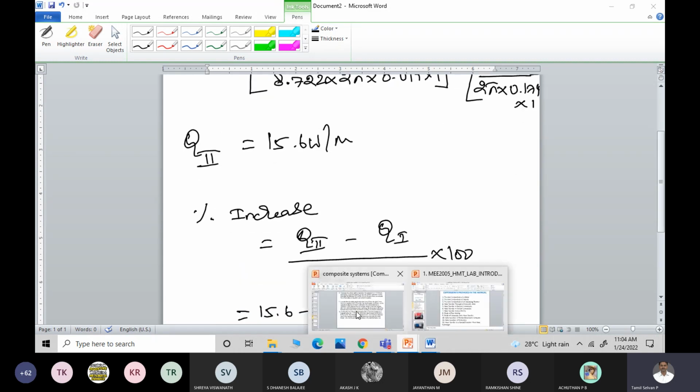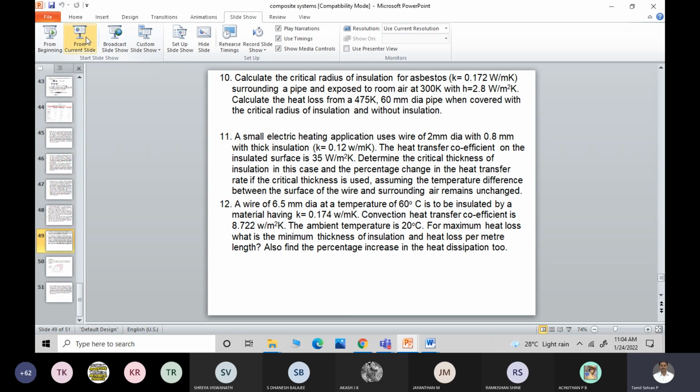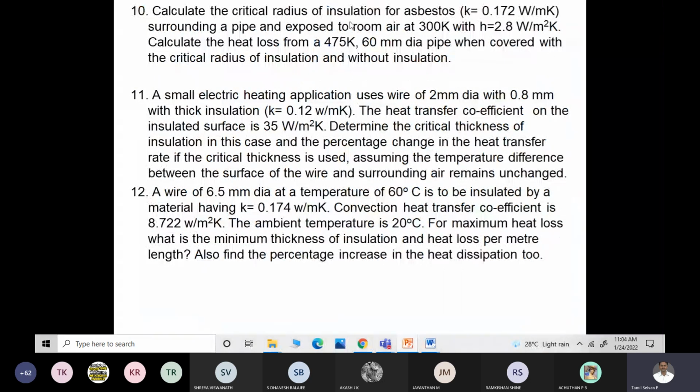So the difference between the previous problem and this problem is, in the previous problem, initially the wire had 0.8 mm thickness of insulation. Then you were asked to find the critical radius, the heat transferred with 0.8 mm thickness and the heat transferred with critical thickness. But here, the wire is first without insulation and then with insulation. That is the difference between these two. All of you are able to understand this? Yes, sir.